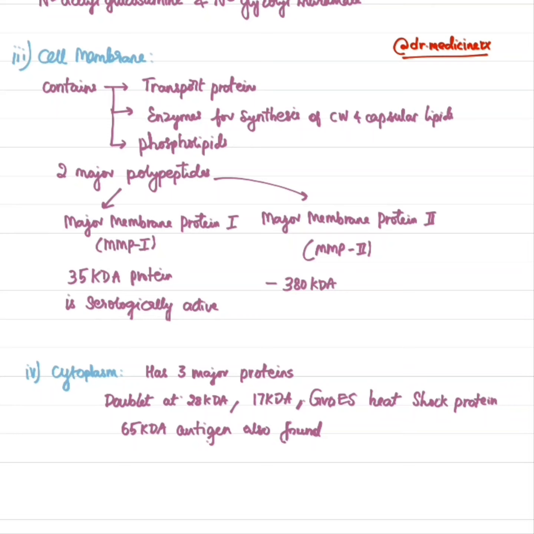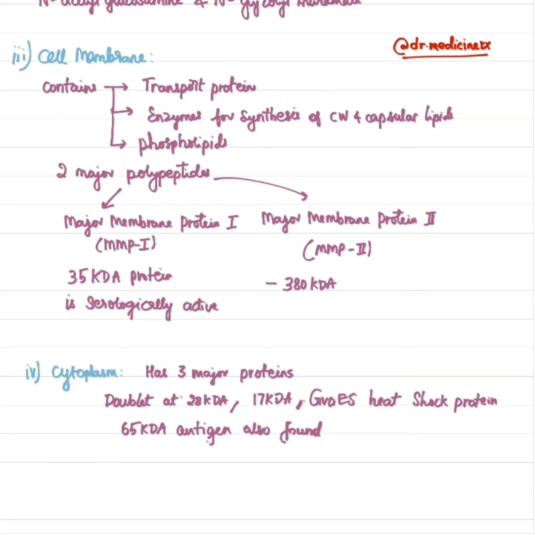Next is the cell membrane. It contains transport proteins, basically proteins which control the active and passive transport of substances across the cell. It also contains the enzymes that are required for the synthesis of the cell wall and capsular lipids, and it also contains phospholipids which are characteristic of the membrane of cultivable mycobacteria.